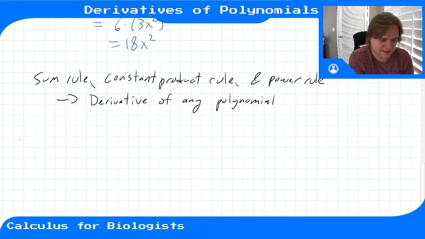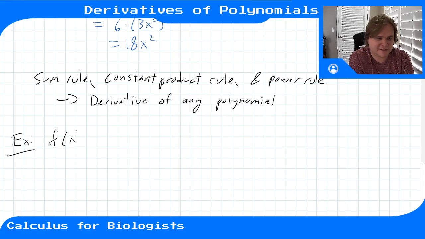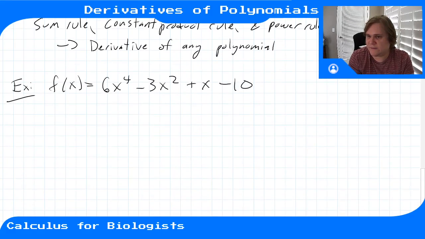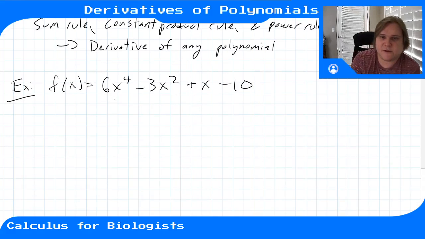Okay, so let's do an example. Let's say f of x equals 6x to the fourth minus 3x squared plus x minus 10. Right? And we can think of this as applying each one of our rules in order. Let's start with the sum rule.